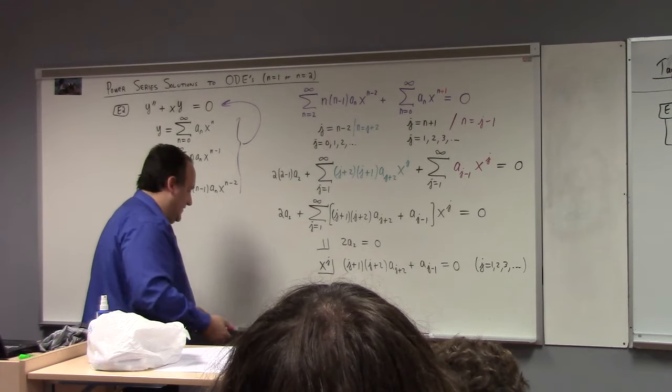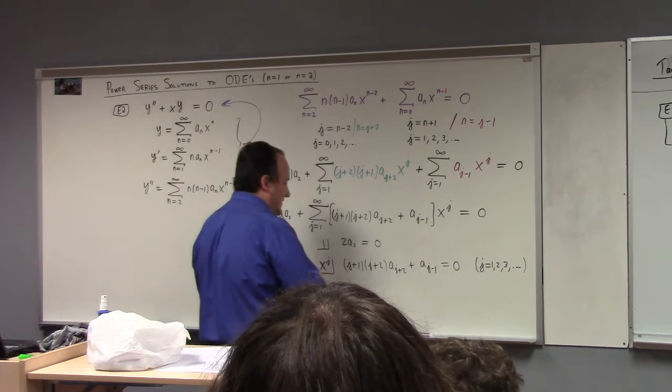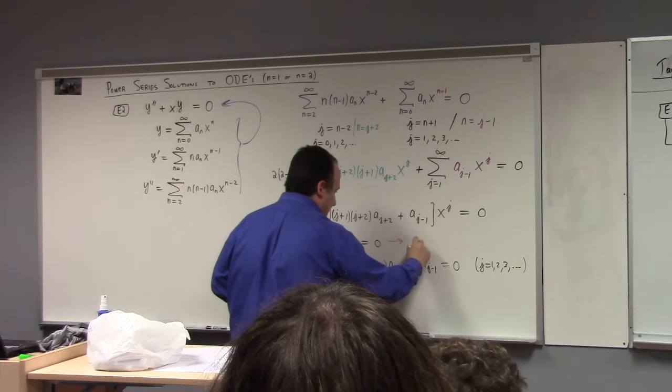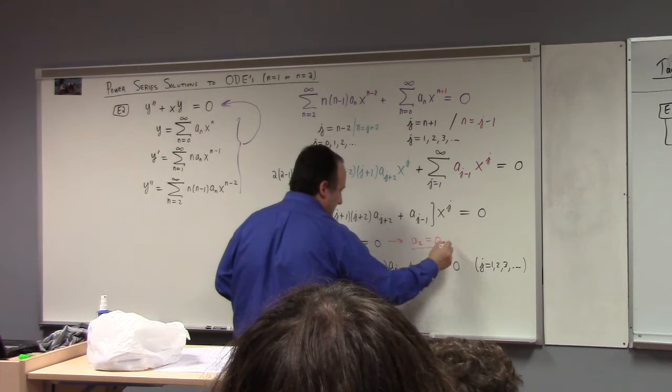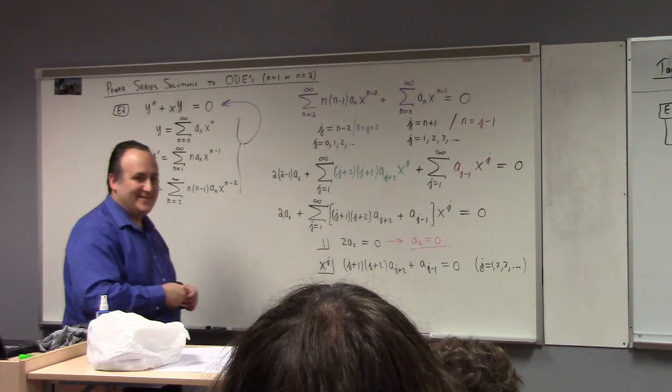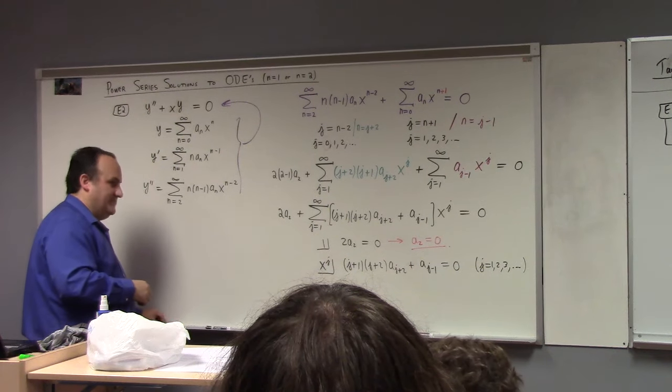Well, the first one's easy enough to solve. I think we can all agree that a2 equals 0. So there you go. That's good to know. But what about the rest?